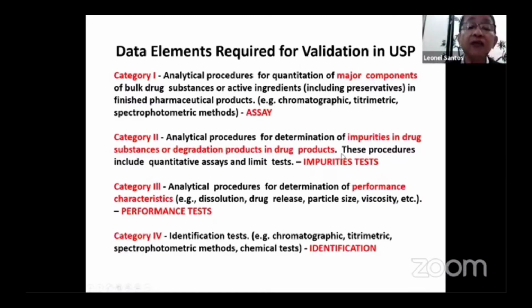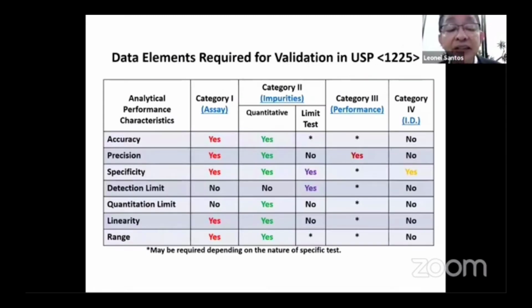Category 3 for data elements required would be what is termed the performance test. This is applicable to drug products. These are tests such as the dissolution test, disintegration, drug release, and particle size. And then the fourth category is the identification test, so it identifies the active ingredients.